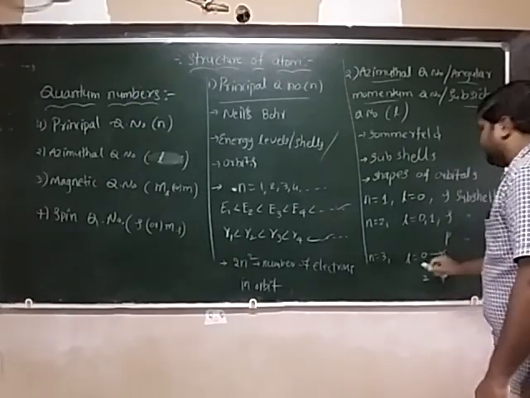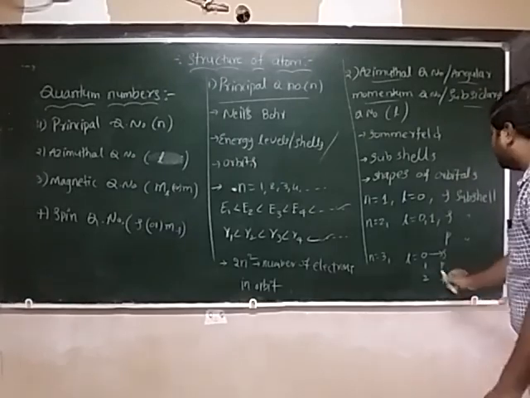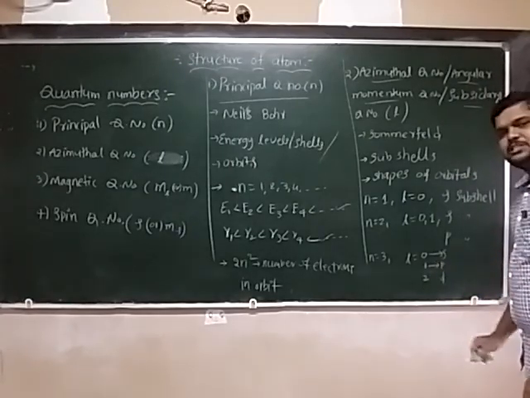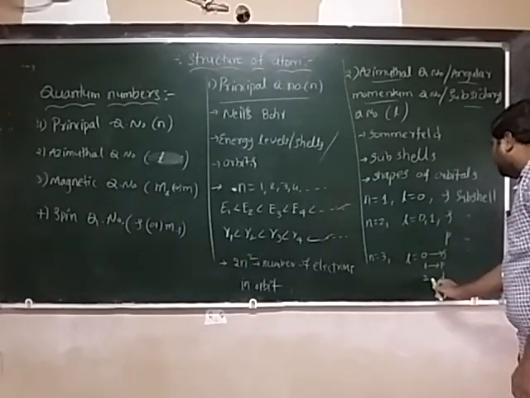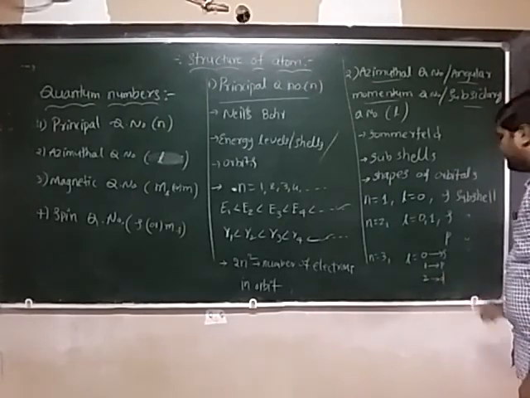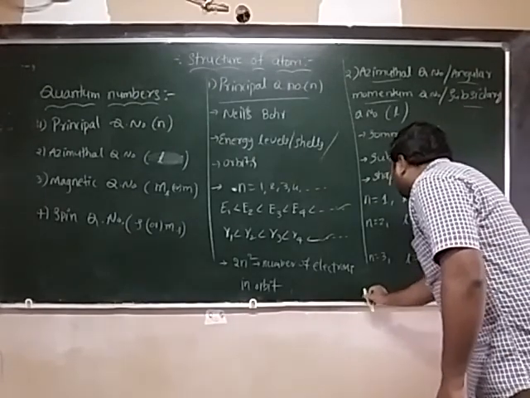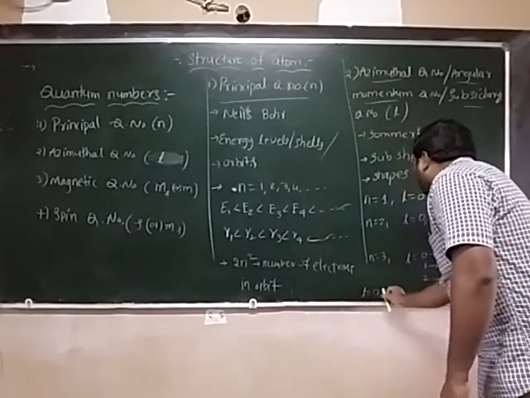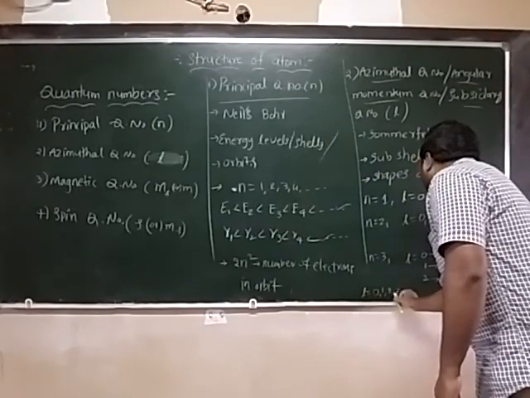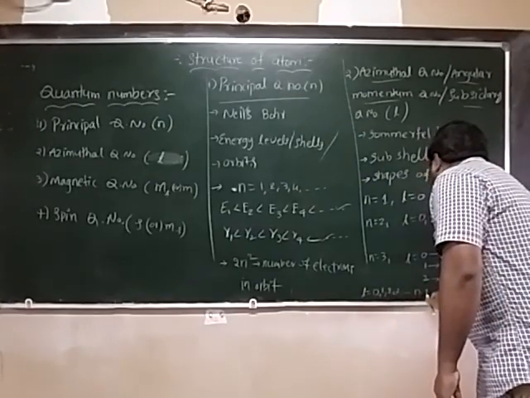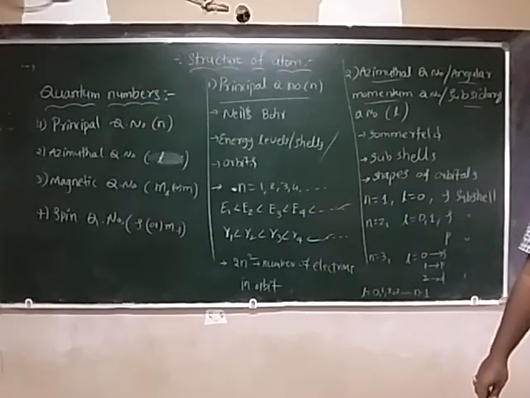So L is equal to 0, that is S. L is equal to 1, that is a P subshell. L is equal to 2, that is a D subshell. So generally we can write that L values are 0, 1, 2, 3 and so on, up to n minus 1.